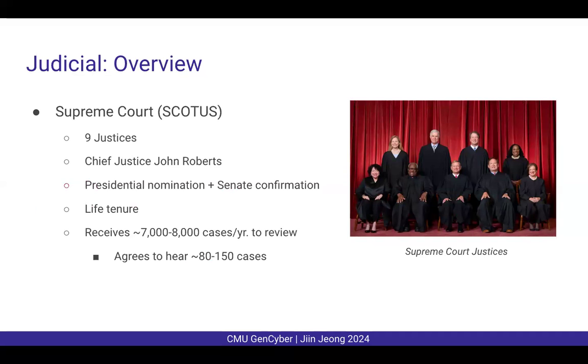The judicial branch is made up of the Supreme Court, or SCOTUS, as it is sometimes abbreviated, and the Supreme Court has 9 justices serving. It's currently led by Chief Justice John Roberts, and to become a justice, you need to go through a presidential nomination and a Senate confirmation. In contrast to the limited terms that you saw for representatives or senators or even the president and vice president, being a justice is a life tenure.